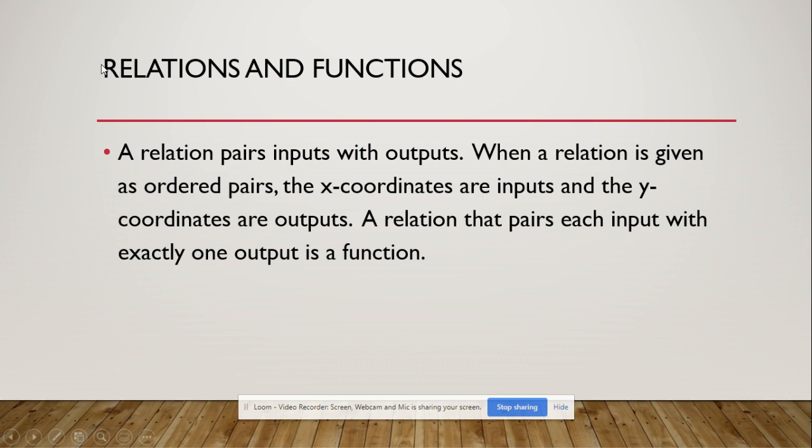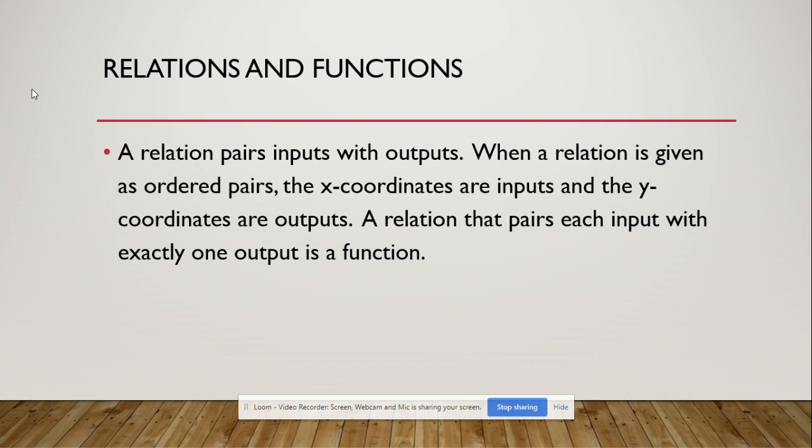Now, in order to understand functions, first we need to talk about a relation. A relation, all it does is pair inputs with outputs. Think of an ordered pair. An ordered pair is when you've got the parentheses and then an x and y value. The x-coordinate is the input. The y-coordinate is the output. So anytime you've got a relation where in this variable we're taking in an input, and in that variable we've got an output, it's going to be called a relation.